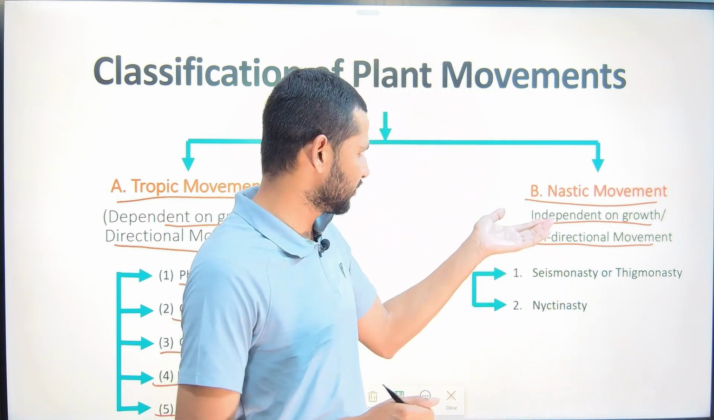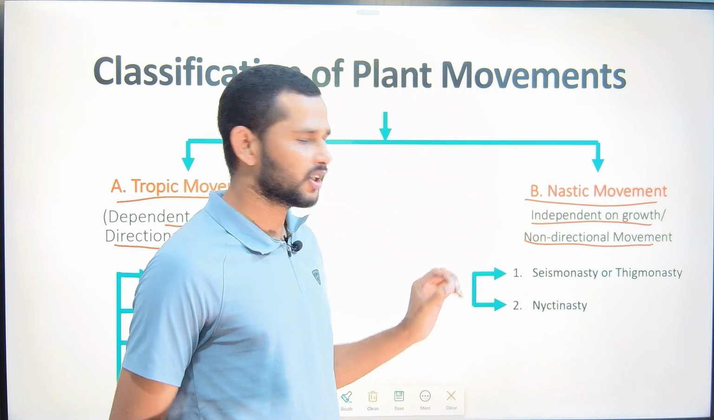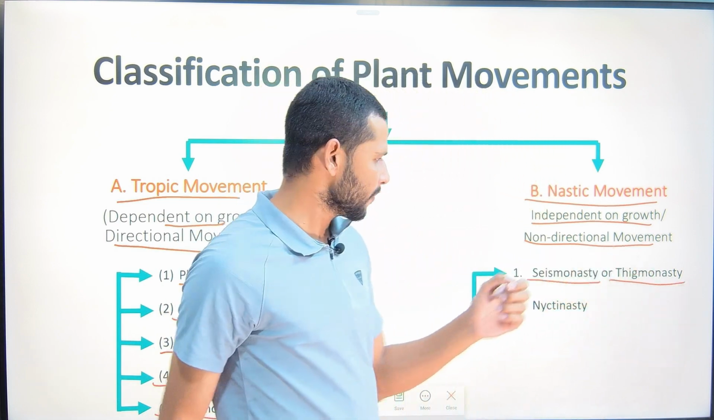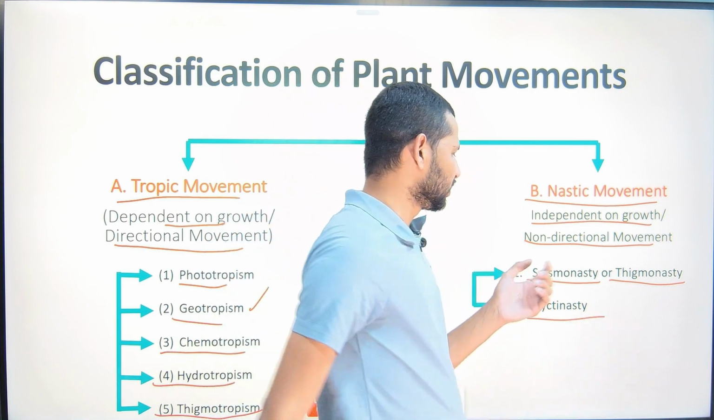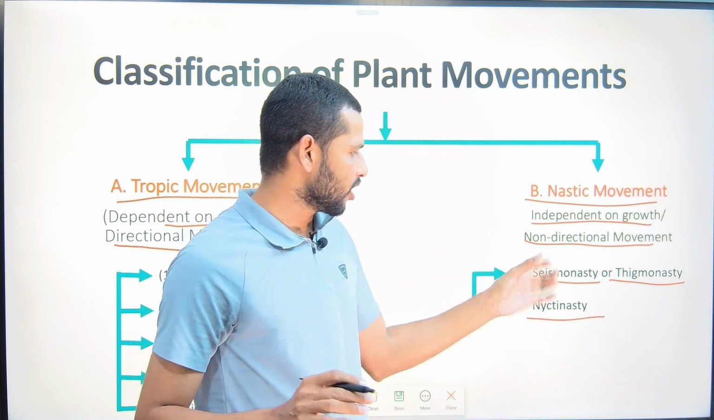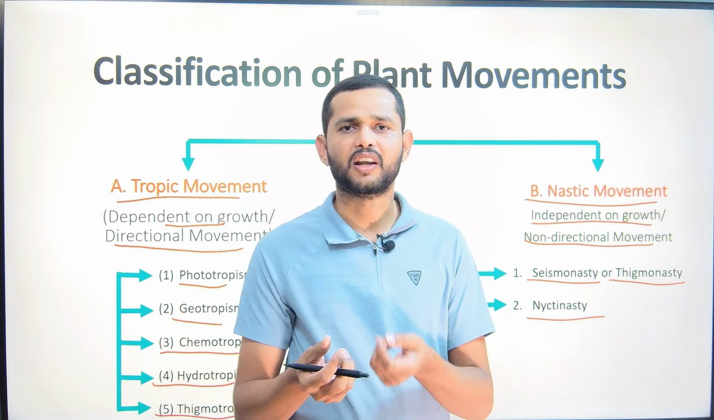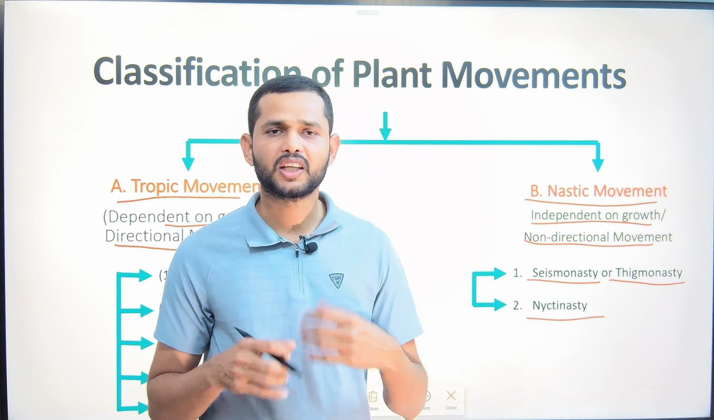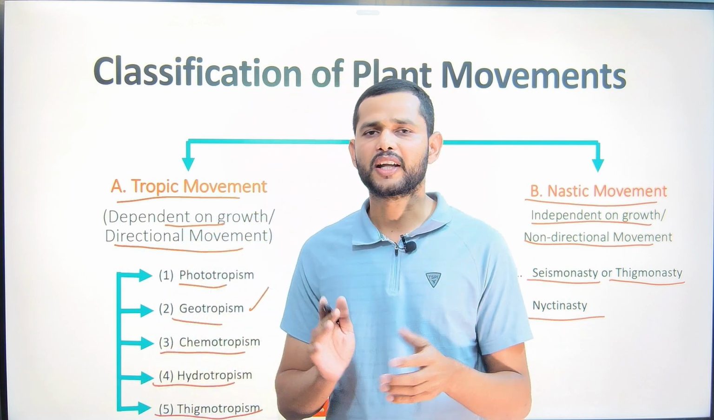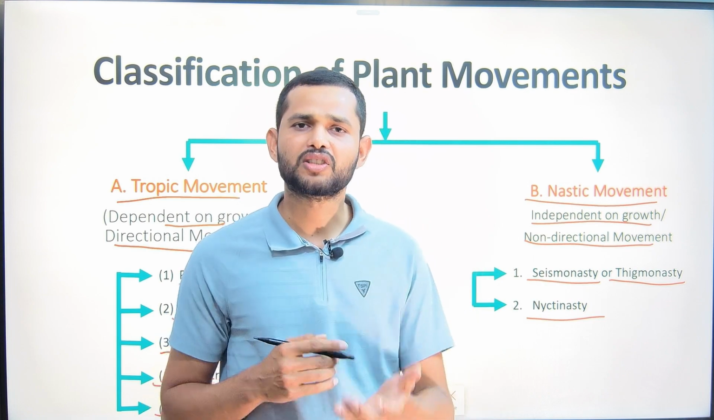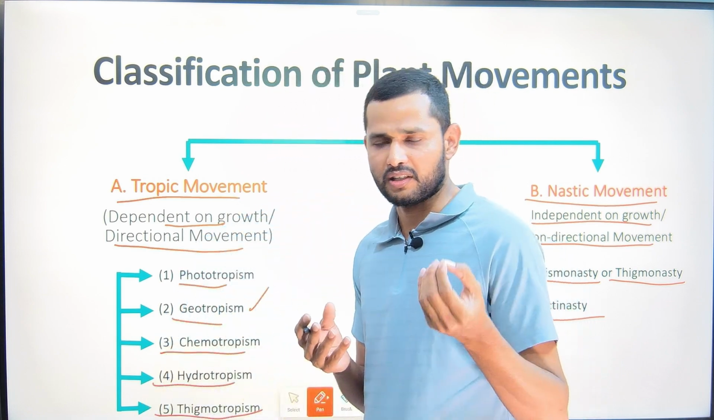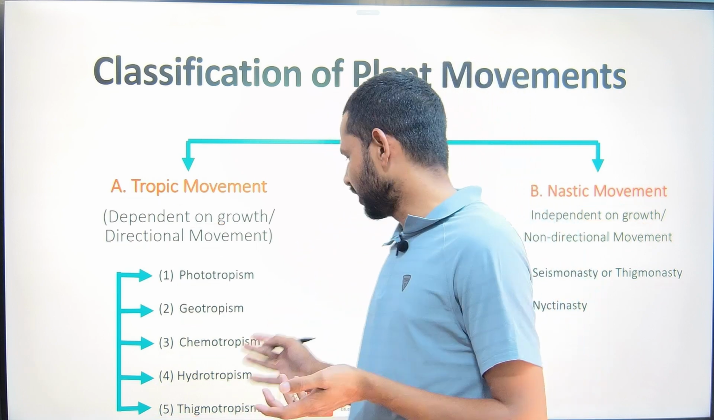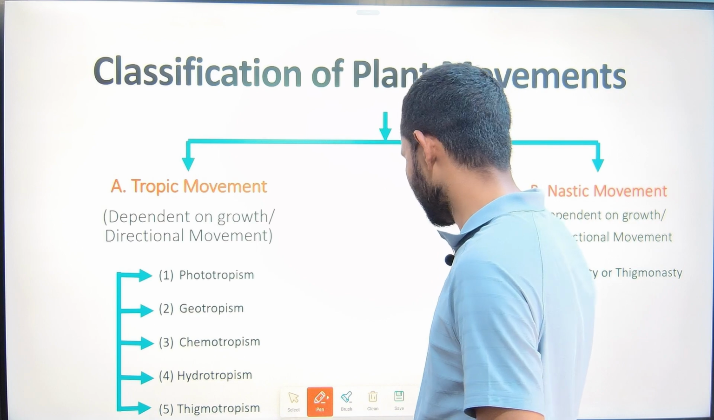Now the nastic movements. These are of two types: seismonasty, also called thigmonasty, and nyctinasty. Seismonasty is the response against touch, vibration, and so on. Nyctinasty is the response against dark or night. It changes with day and light, the presence or absence of temperature and light. We will discuss these in detail in the next couple of slides.